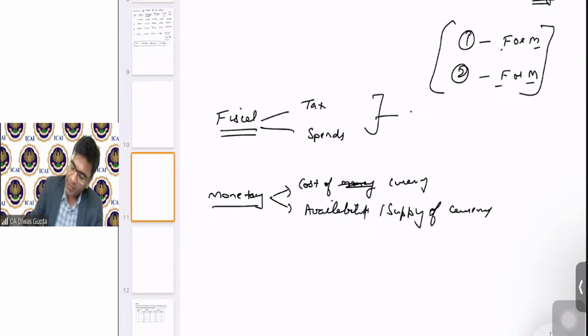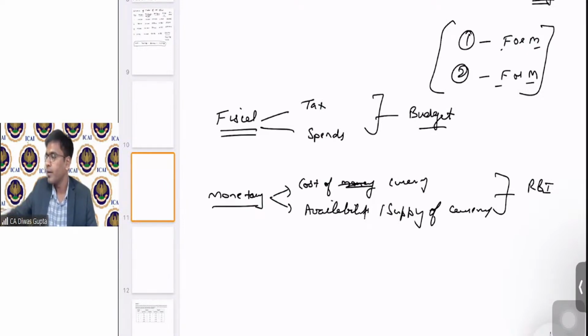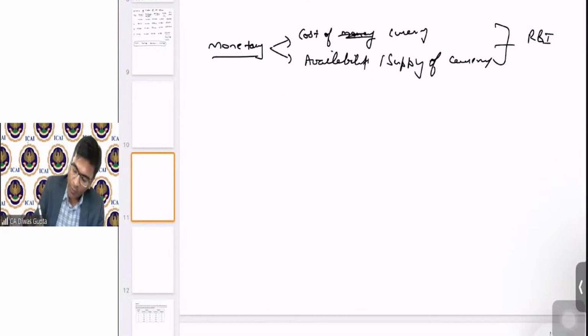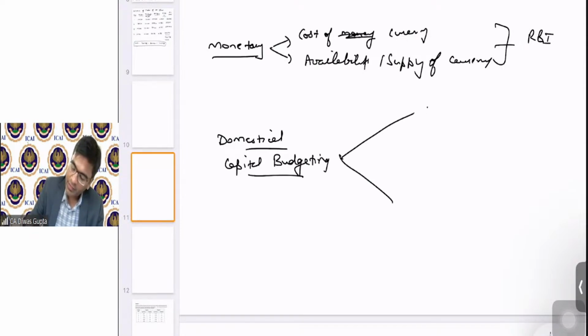So budget is part of the fiscal policy. RBI rate review is part of the monetary policy. Perfect, Kirti. First is monetary, second is fiscal. Okay. So the monetary policy is actually where RBI is changing the rates. Now, how will it impact? The impact is divided in two forms. If we take domestic capital budgeting, right? So how fiscal will impact and how monetary policy will impact.